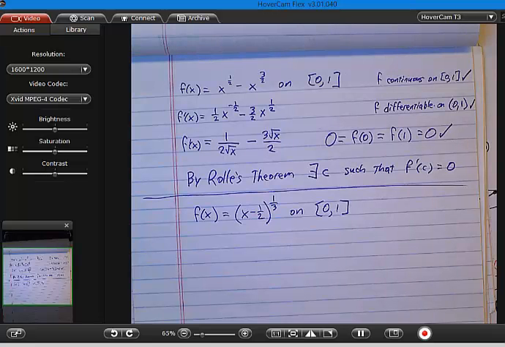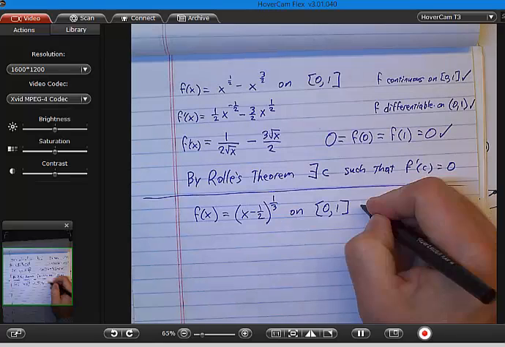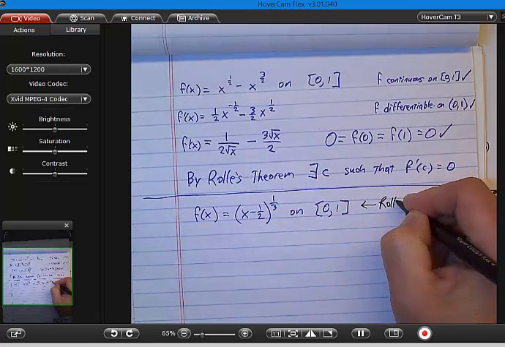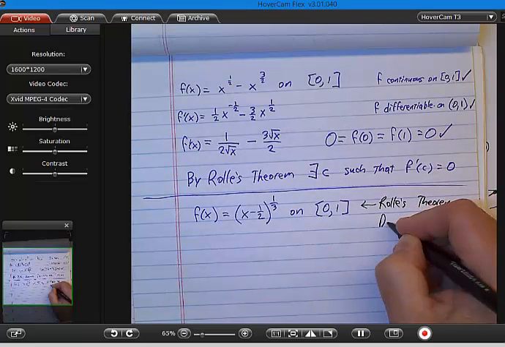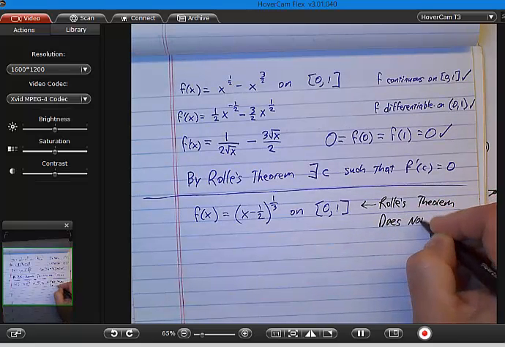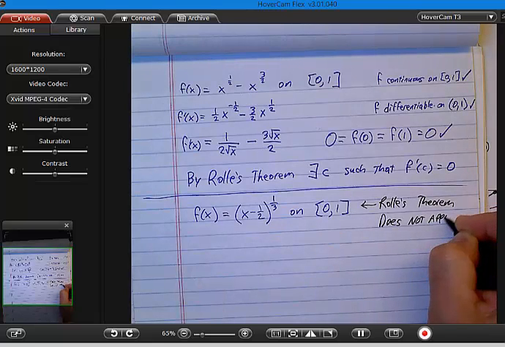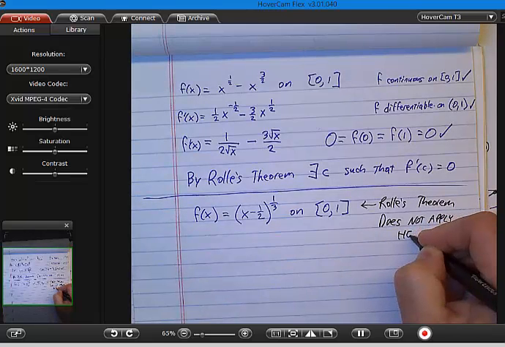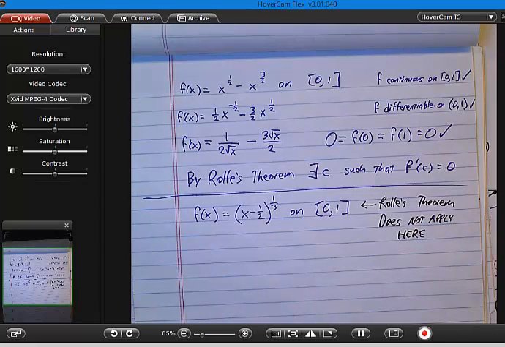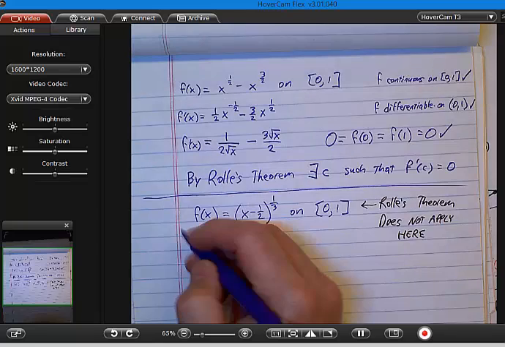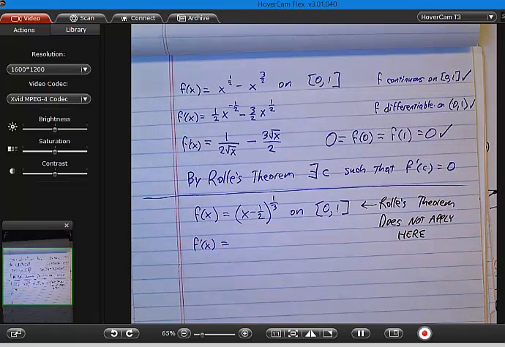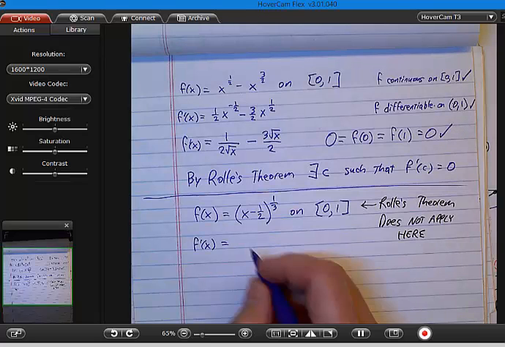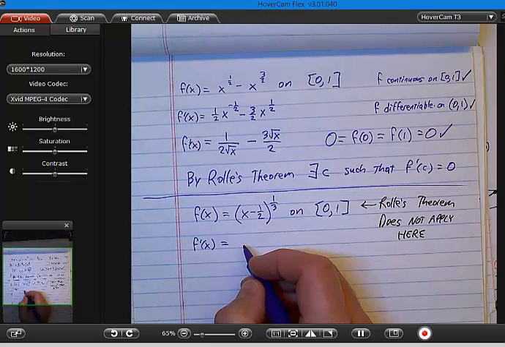Here's one where I'm going to say Rolle's theorem does not apply here. I wanted to give you an example where the theorem doesn't work. Why not? Well, here's why. Because you go to compute the derivative, right? I can compute the derivative. That's not the problem. What would the derivative be?